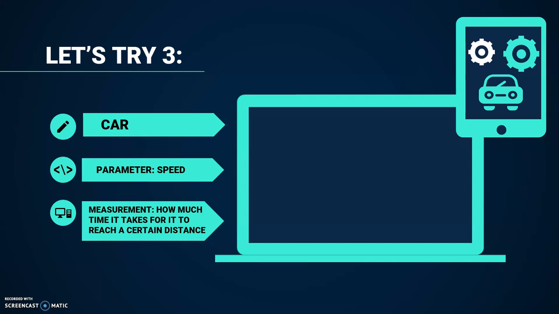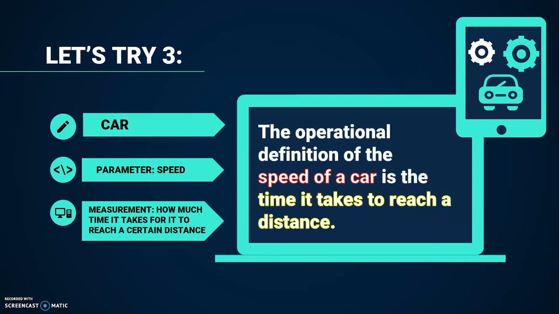For example, you have set a certain distance from, let's say, point A to point B. So the speed of the car is how fast that car can reach point B. That is the operational definition of the speed of a car. So to put it in a nice sentence, it should look like this. The operational definition of the speed of a car is the time it takes to reach a distance. Okay, are we clear now?